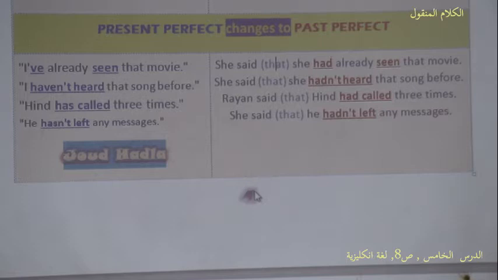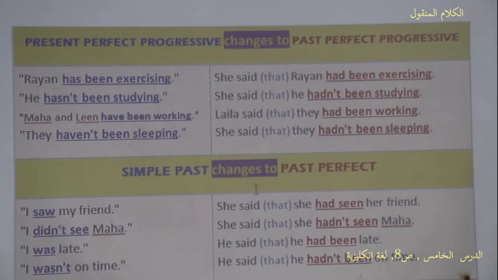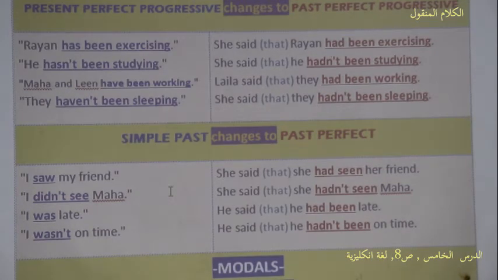Now, what about present perfect continuous? The form will be have or has been plus verb plus ing. It would be in the past perfect progressive. So, Ryan has been exercising. She said that Ryan had been exercising. Now, he hasn't been studying. He hadn't been studying. Maha and Lynn have been working. They had been working. They haven't been sleeping. They hadn't been sleeping.